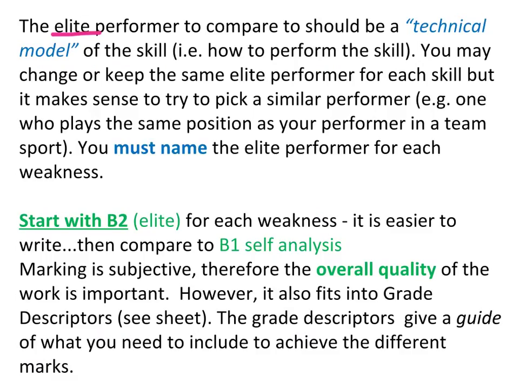It is allowed to change the elite performer for each skill if you want to, and that sometimes fits to show a performer who's particularly good at the one skill you're talking about at the moment, and then when you do the next skill, a different elite performer who's better at that skill. But it is also allowed if you want to talk about the same elite performer. If you've got someone like Michael Phelps who's good at everything, you can talk about them for all 6 weaknesses.